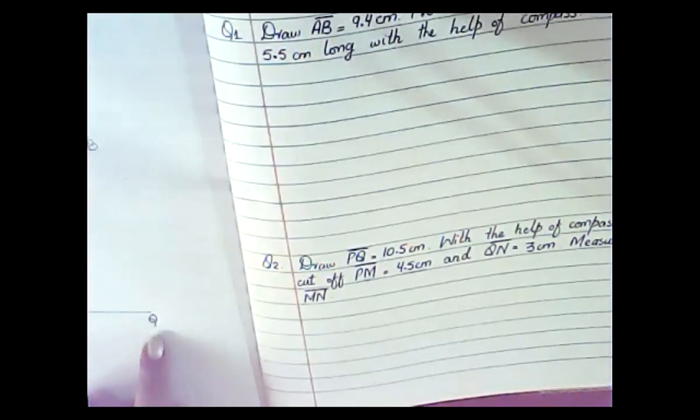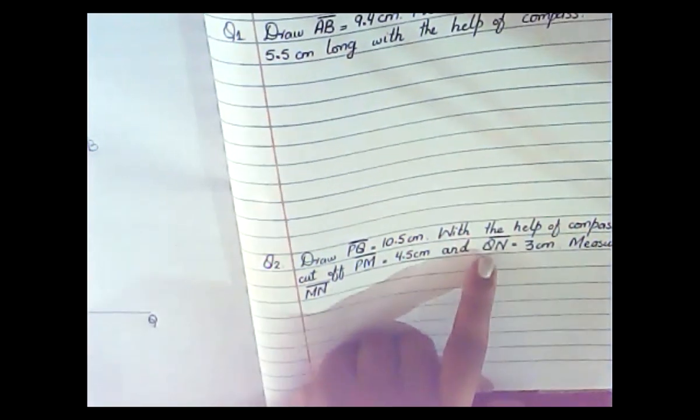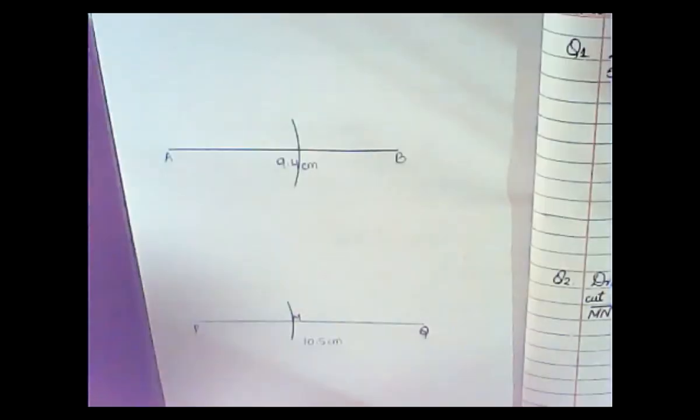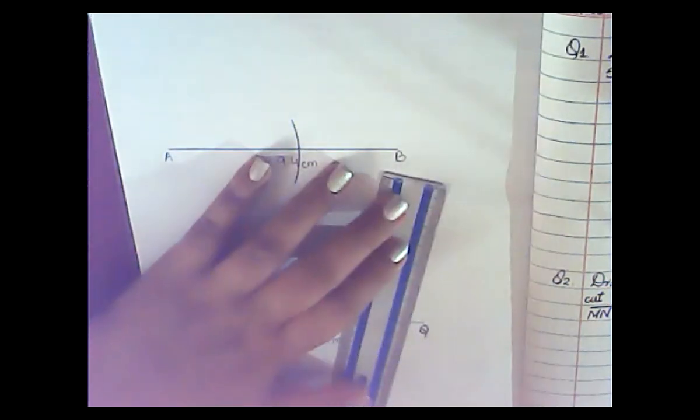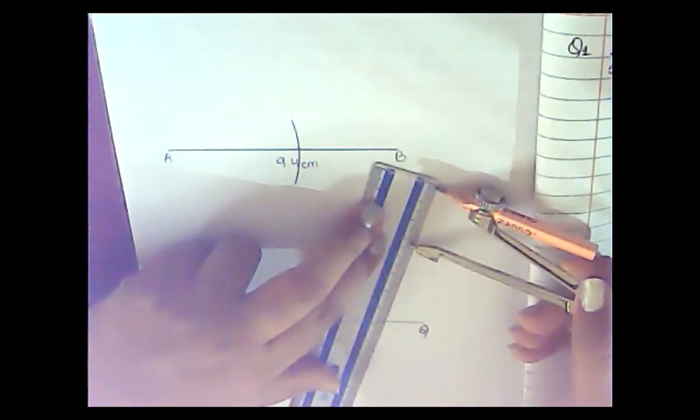So as you can see, this is your point Q, and you have to find this point N on this line segment, and obviously the distance from Q to N should be equal to 3 centimeter. So again, you are going to use your compass and open your compass till 3 centimeter. Now I'm going to place it here at 0, and then open it till 3 centimeter, just like this. So this is obviously equal to 3 centimeter.